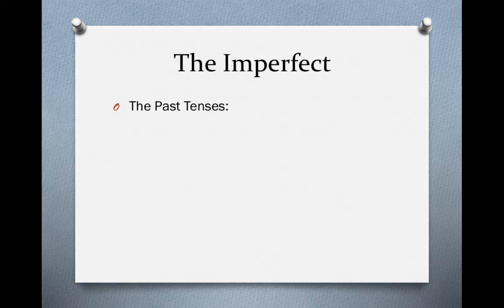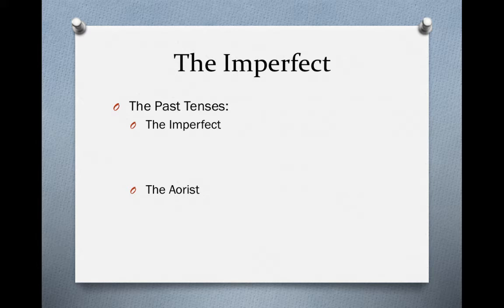In this video, we're going to talk about the imperfect tense in Greek. In Greek, there are actually two past tenses. We have the imperfect and the aorist. In English, when we say past tense, we generally think of just one tense, and that's whenever a verb is happening in the past. Well, the imperfect we're going to talk about is one of the two past tenses.